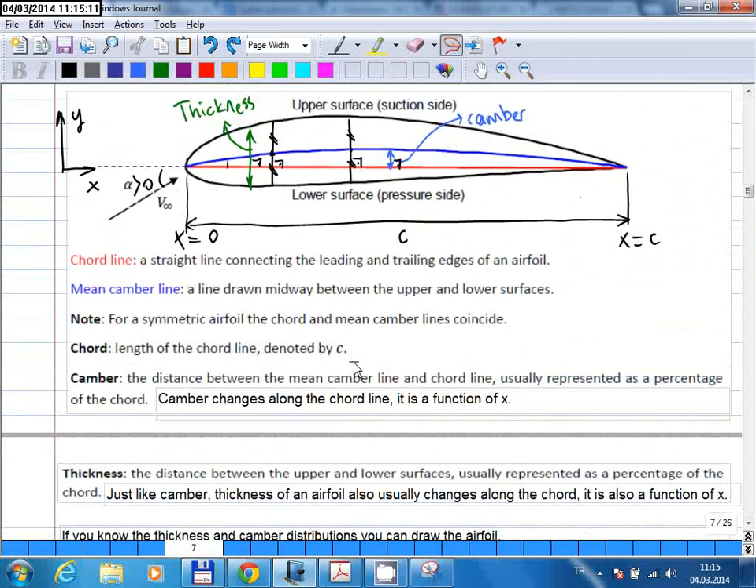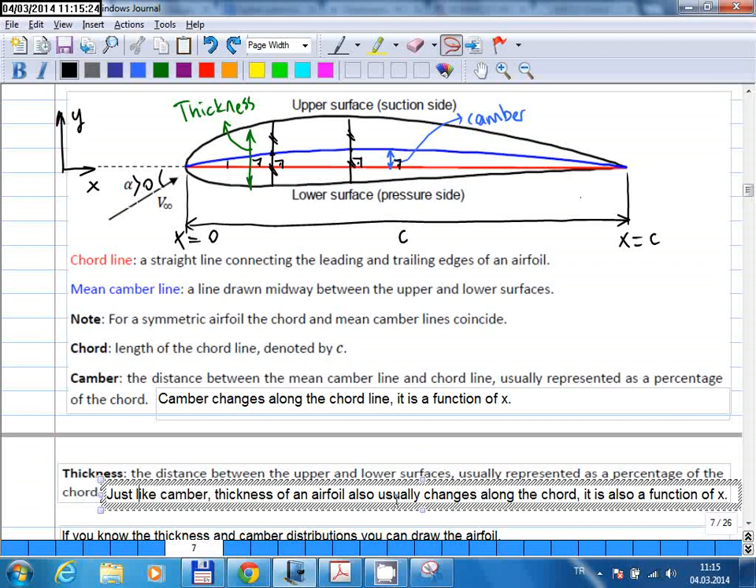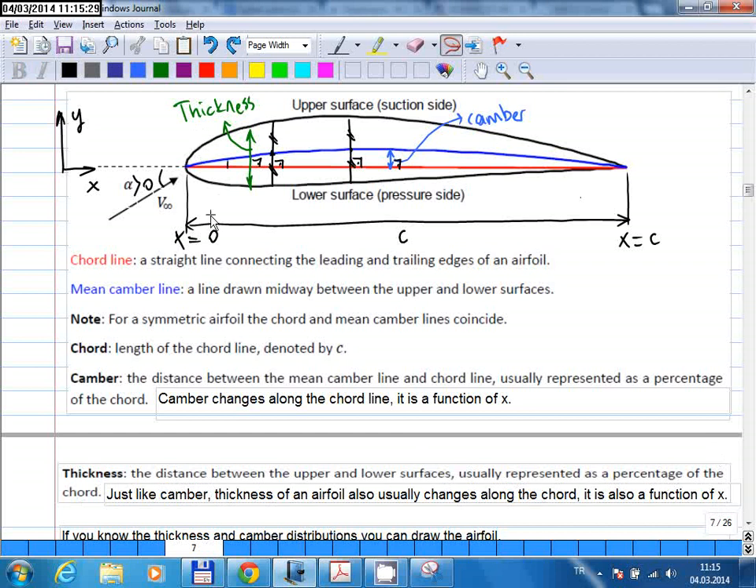Okay, so let's take a look at the thickness. Thickness is the distance between the upper and lower surfaces. Again, usually presented as a percentage of the chord. And just like camber, thickness of an airfoil also changes along the chord. That's also a function of x. Right? So similarly, the thickness here at the nose is 0. You have a little thickness here, and the thickness gets larger. At some point, the thickness is the most. You have the thickest point of your airfoil, and then it starts getting smaller again, and then finally at the trailing edge, it drops down to 0.